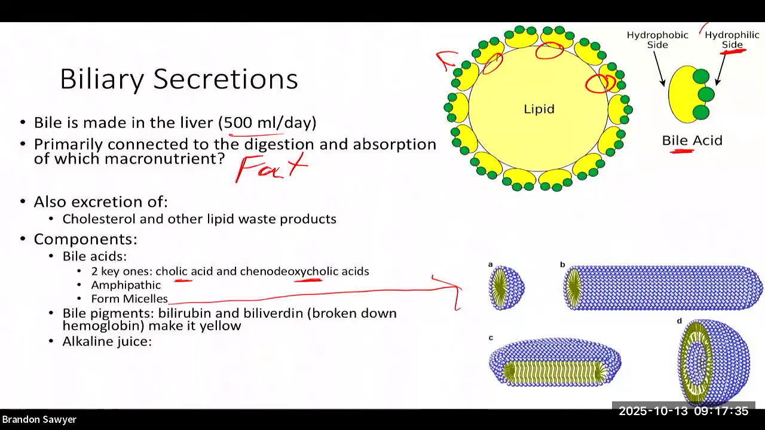And then we've also got some alkaline juice included in the bile as well, which is good for the pH, for the enzymes to work. We need to raise that pH back up, just like the pancreatic juice did, because we're neutralizing those stomach acids.